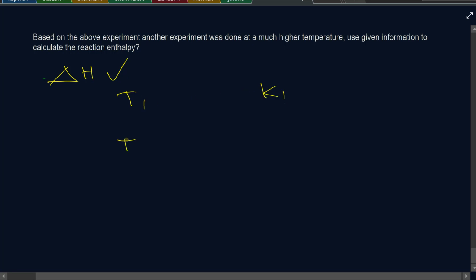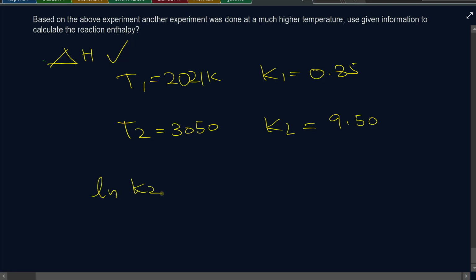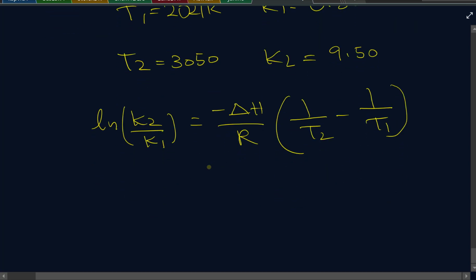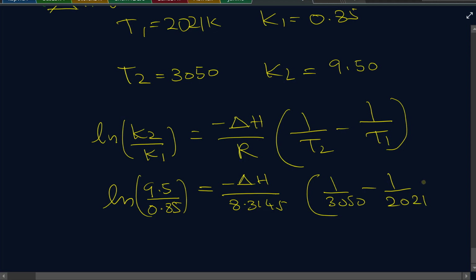Okay, so let's look at the last one, and this is a much simpler one, right? So you can perhaps stop the video and try that. In this case, I'm given T1 202, K1 0.85, T2 305, K2 9.5, right? I just picked easy numbers to do. ln K2 over K1 equals minus delta H over R within brackets 1 over T2 minus 1 over T1. So now we're going to plug in the values, ln 9.5 over 0.85, and then minus delta H over 8.3145, the gas constant, and then plug in the two temperatures, T2 and T1.